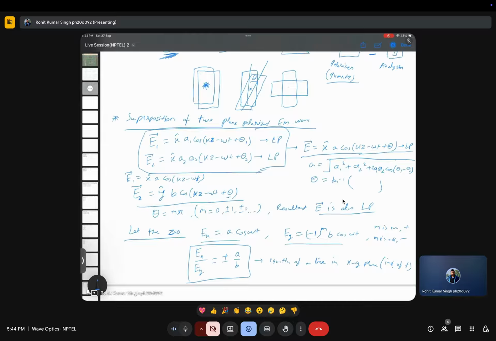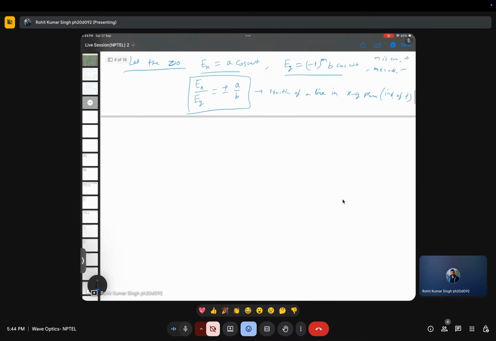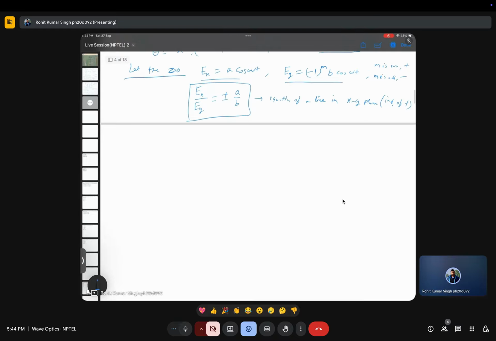So you can visualize it like this. And also this resultant E will be at an angle phi, okay, and this phi will be given by tan inverse plus minus A by B, okay.